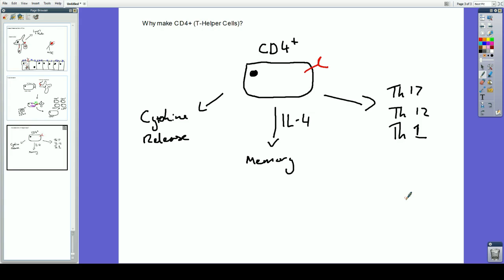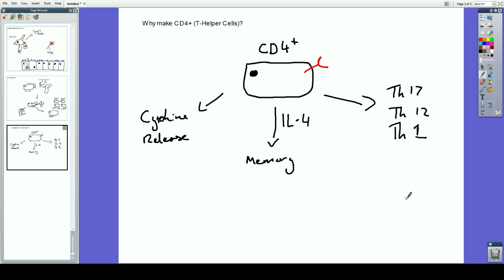Why make CD4 plus T cells? Well, T helper cells are the common name for them. They're really important because they release cytokines which activate all sorts of things, which I'm sure you've probably heard of. Lots of macrophages, neutrophils and things like that are drawn to the site of infection and are encouraged to draw other things to the site of infection by cytokines. So they form part of the cytokine network and are so important.